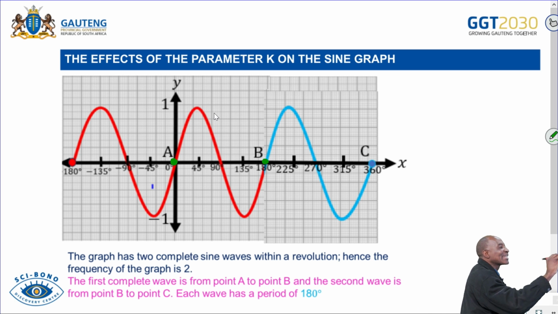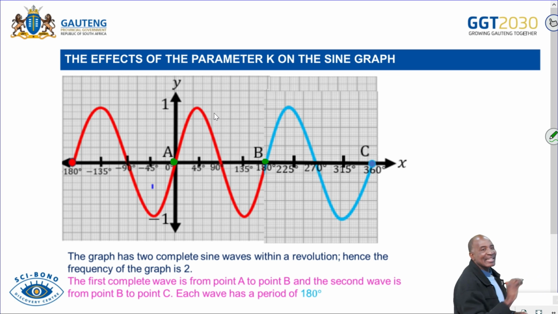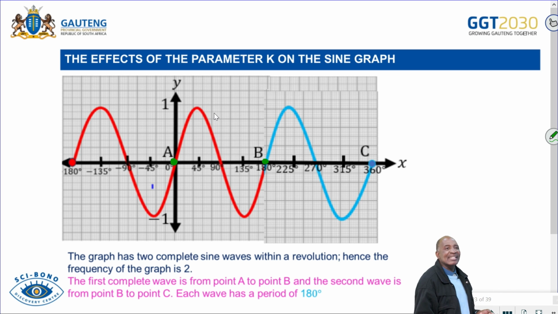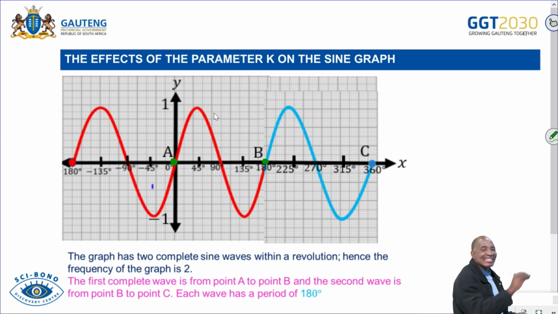From the 180, a blue wave takes over, same as the red, up to 360 degrees. From A to B is a complete wave. From B to C is another complete wave. Within a revolution of 360 degrees, I now see 2 graphs that are complete. I now see 2 cycles that are complete within a revolution.